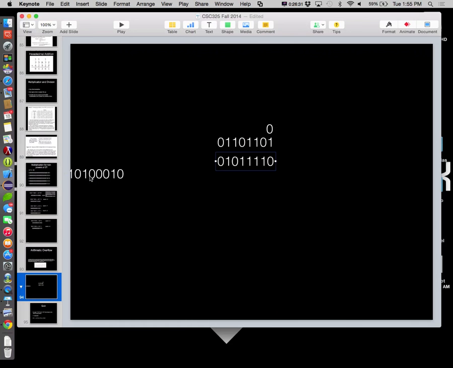So now we're adding those two together. 1 plus 0 is 1. 1 plus 0 is 1. 1 plus 1 is 0, carry the 1. 1 plus 1 is 0, carry the 1. 1 plus 1 is 0, carry the 1. 1 plus 1 is 0, carry the 1. 1 plus 1 plus 1 is 1, carry the 1. 1 plus 0 is 1.